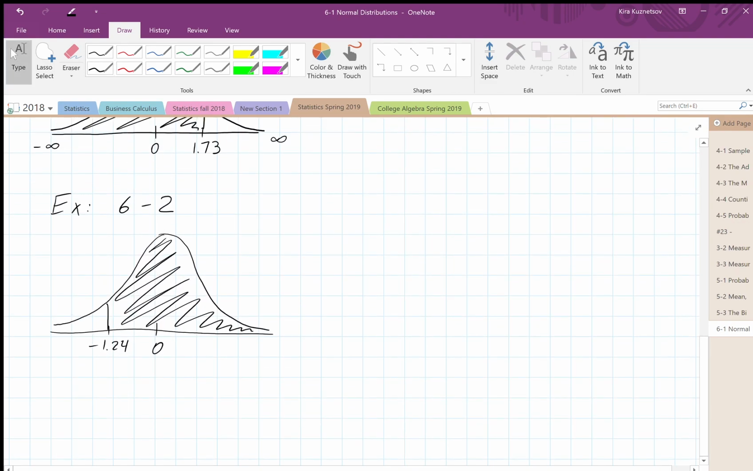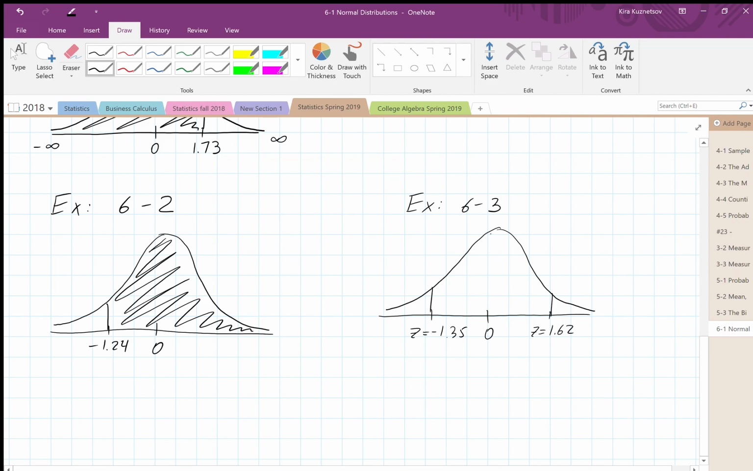And example 6-3 is looking for the area under the standard normal distribution curve between z is equal to 1.62 and z is equal to negative 1.35. So the same thing, I have a standard normal distribution. That means that the mu in the middle is 0. And they gave us 2 z's. One of them is negative, it's to the left, negative 1.35. The other one is positive 1.62. And I need the area in the middle.